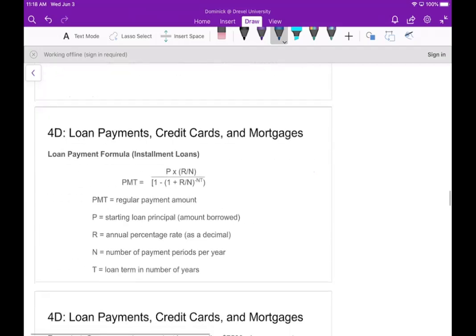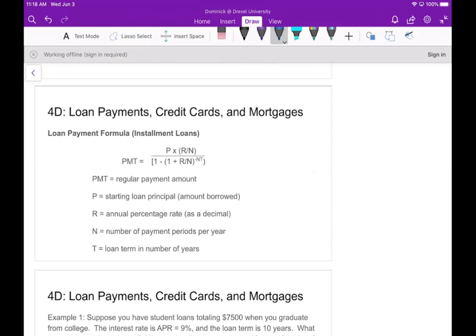All right. Now, the loan payment formula for installment loans, or what's sometimes called the present value formula, because the large amount of money is specified now in the present time, is as follows, right? So you have PMT, which is your regular payment amount. And of course, we would take our principal times R over N, and then we're going to divide that by 1 minus parenthesis 1 plus R over N, and all of this to the minus NT.